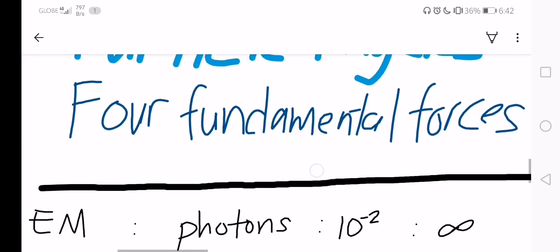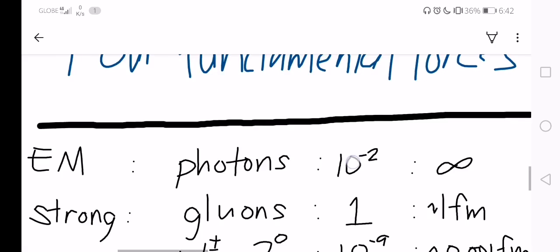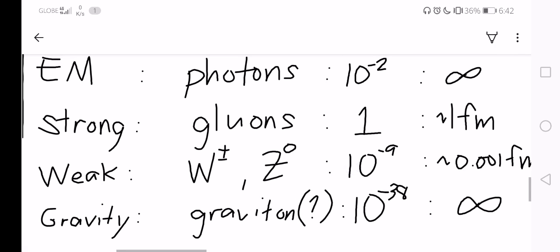So let's briefly recall the four fundamental forces that we know in nature. So first we have the electromagnetic force, which is mediated by photons. And next we have the strong nuclear force, which is mediated by gluons. We have the weak nuclear force, which has W plus minus and Z naught particles.